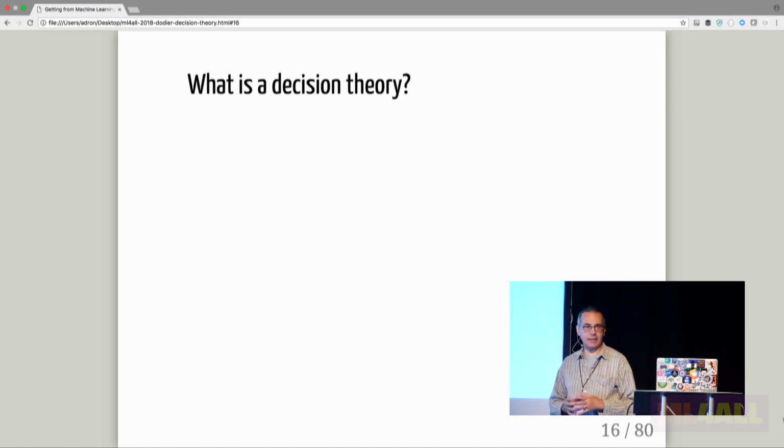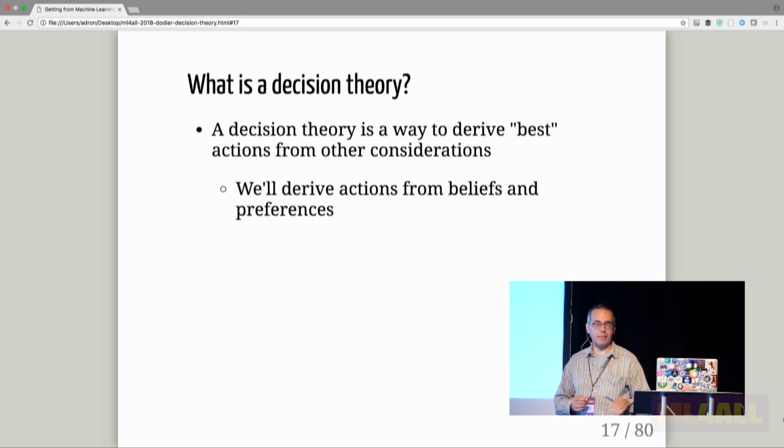So I mentioned that we'll be talking about decision theory. So just very quickly, what do we mean by a decision theory? It just means a formalization of a way to derive the action that's preferable or chosen from other considerations. And we will be deriving actions from beliefs and preferences.